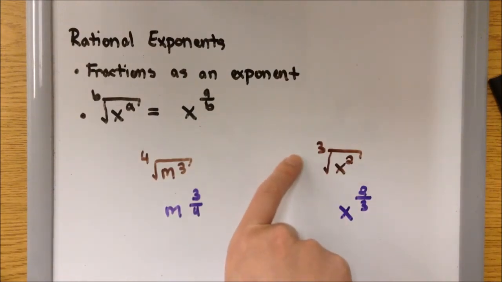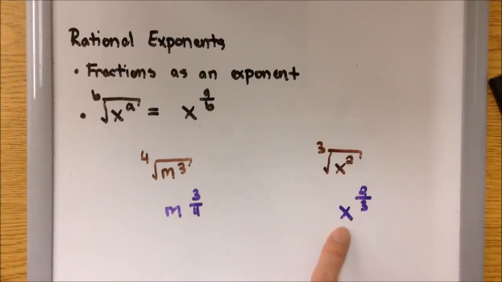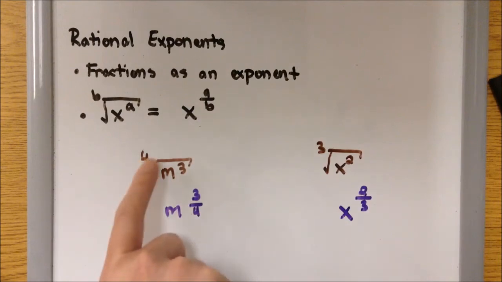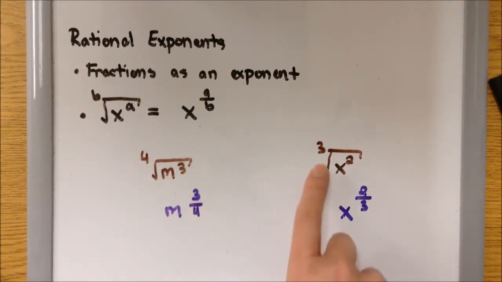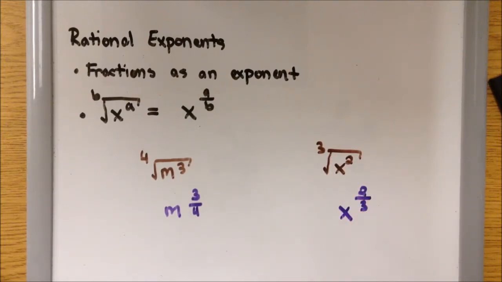So we rewrote the radical expression as a rational exponent expression. So the 4th root of m to the 3rd is m to the power of 3/4. The cube root of x squared is x to the power of 2/3.